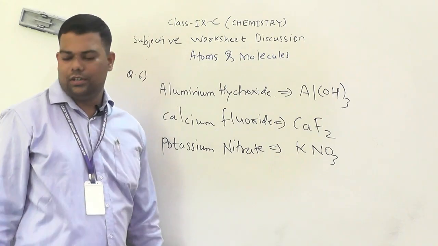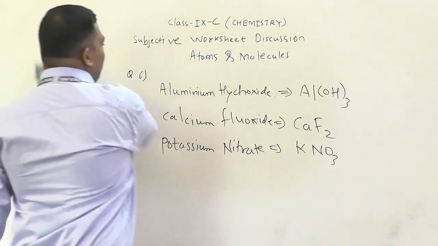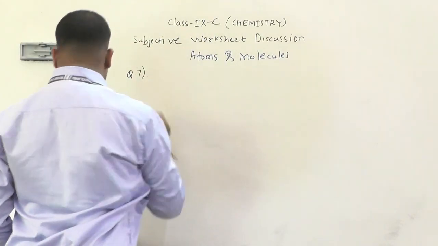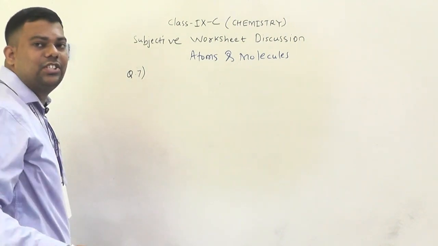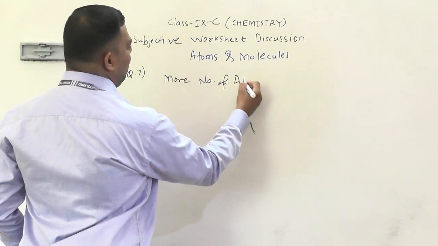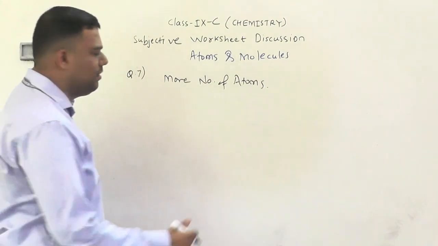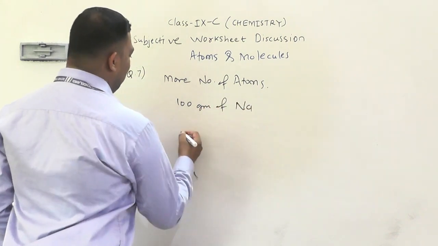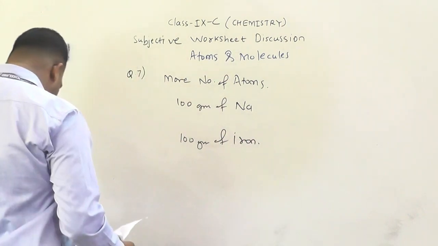Now we will discuss our next, that is question number 7. See in that question number 7, what they are saying: which has more number of atoms, 100 gram of sodium or 100 gram of iron? More number of atoms.